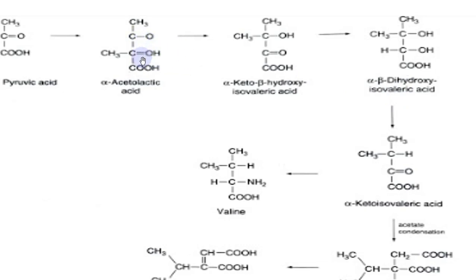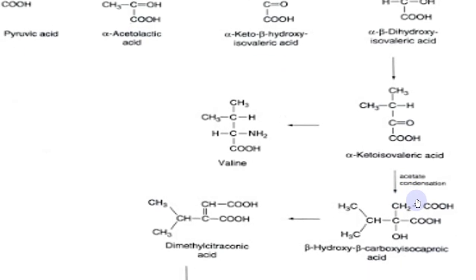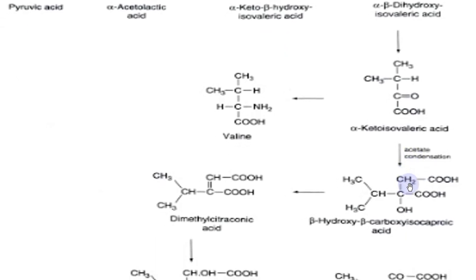You can see here this group changed to keto and how it is involved with hydroxylation. So isovaleric acid forms alpha keto isovaleric acid. This forms over here, and which finally gives the amino acid valine. Or this further continues with the acetate condensation. This may give you beta hydroxy beta carboxy isocaproic acid, which may further give dimethyl citraconic acid.